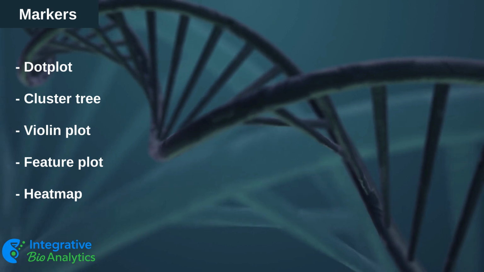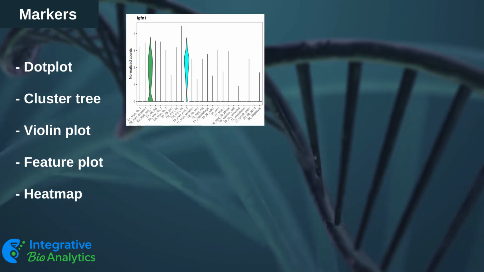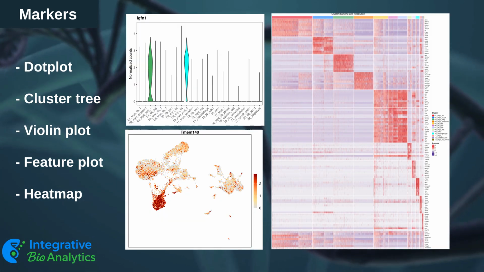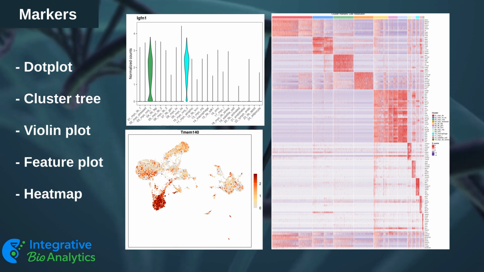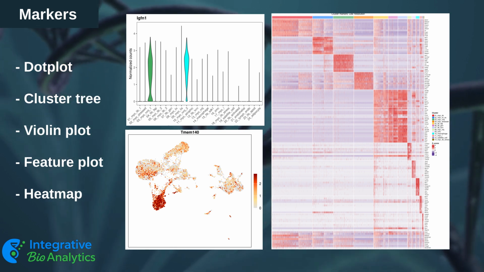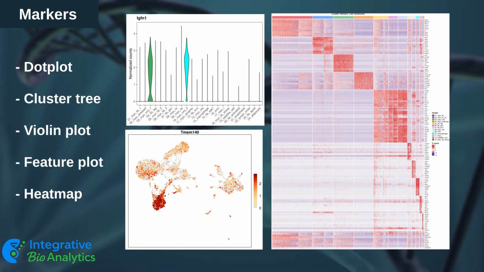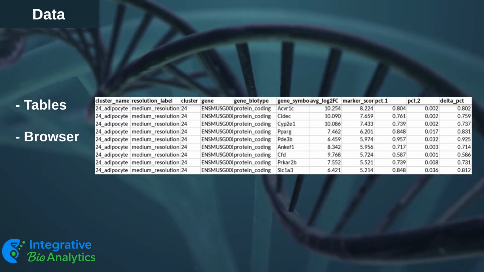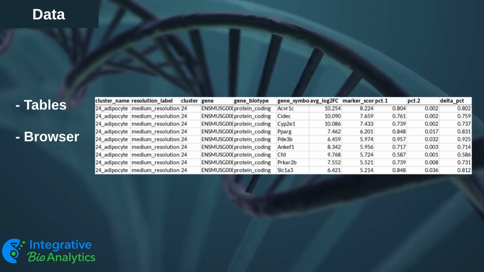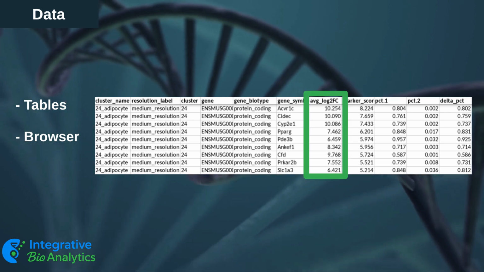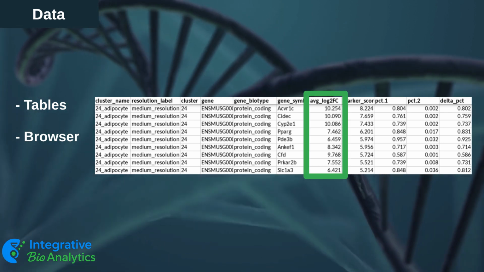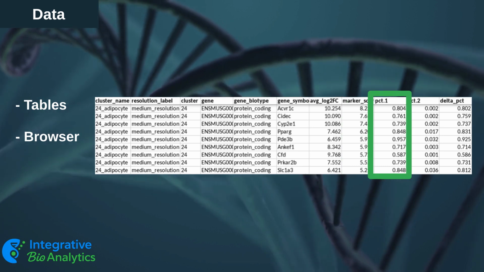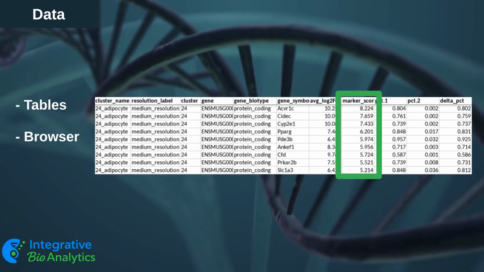After the dot plot, you can check the violin plots, feature plots, and heat maps. By then, you will have a solid idea of each cluster's identity and which ones to merge. You can check even more data. In the attached tables, you have a complete list of markers for each cluster, with fold change expression compared to other cells, percentage of cells expressing the gene, and a marker score.